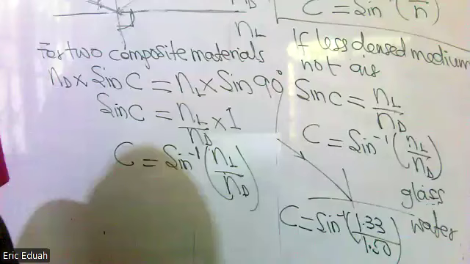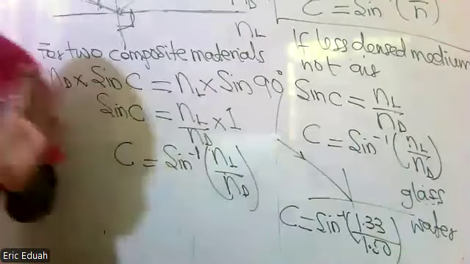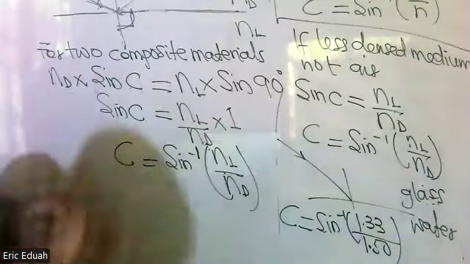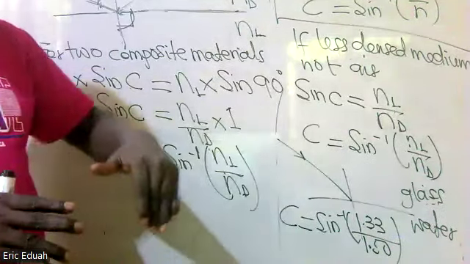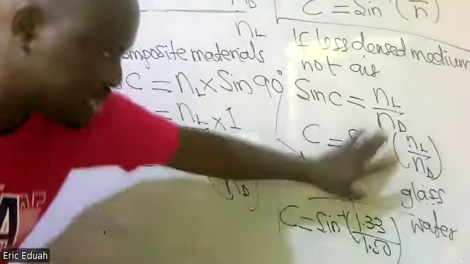Come again. 62.46. Oh, okay. So that is it. So you must know how the situation is, if the light is moving from what to what, in order to use this relation.